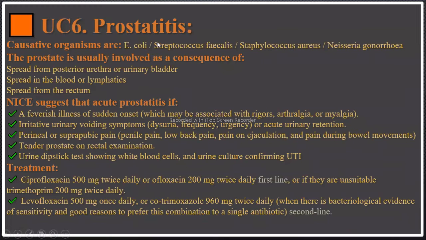Regarding prostatitis, Escherichia coli, the prostate is usually involved as a consequence of spread from the posterior urethra or urinary bladder. Maybe he has a blood or lymphatic infection, or a rectal infection. So any patient with prostatitis, it can come from urethra, bladder, blood, lymphatics, rectum.